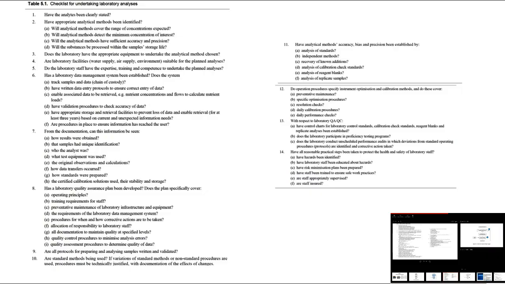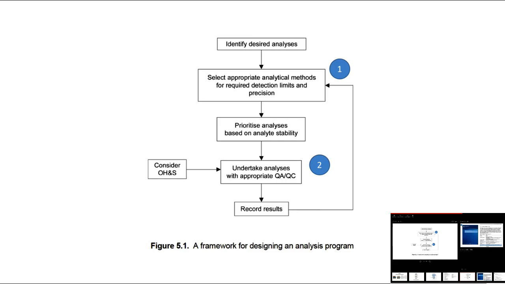I'm not going to run through this. What I am going to say is that if we look at these 14 things which ANZAC have suggested you should check off as part of your plan for sample analysis, then really most of these 14 points fall into two parts of that framework that they suggested. The 14 points tend to deal primarily with either selecting the appropriate analytical method or undertaking appropriate quality assurance and quality control procedures. So what do I mean by that?